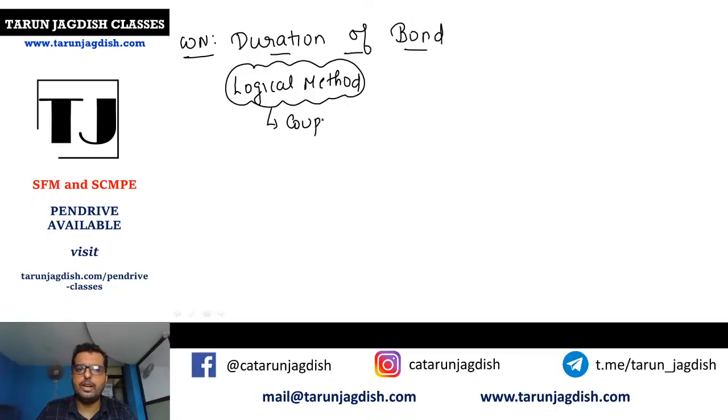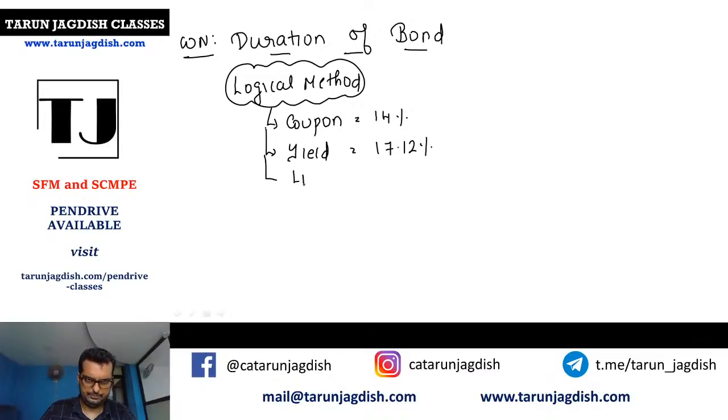Friends, what is the coupon rate that is applicable over here? Is the coupon rate turning out to be 14%? Yield, I think we got the answer as 17.12%. And the life is turning out to be 5 years. Am I right?